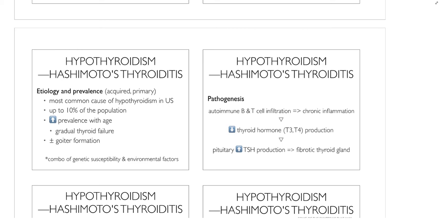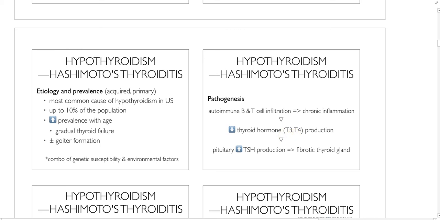So, for whatever reason, we have autoimmune, and this is a primary acquired disease, and focus on primary. So it's a primary issue, which means the gland itself has the problem. This is not coming from the pituitary gland. So here we have the autoimmune infiltration, and that causes chronic inflammation of the tissue in the thyroid. Without having enough of the thyroid gland to do its business, we're going to have a decrease in thyroid hormone production, so T3 and T4 are going to go down.